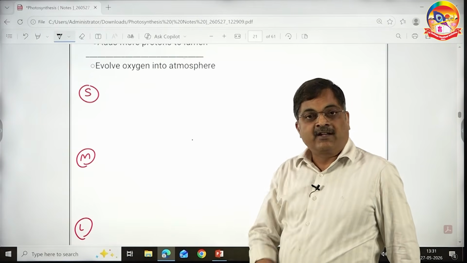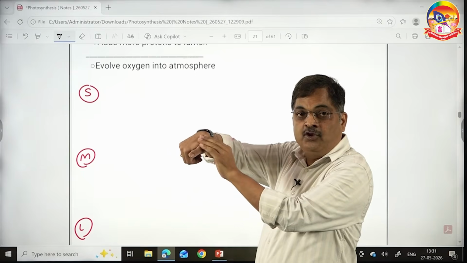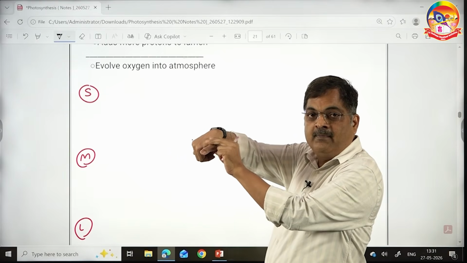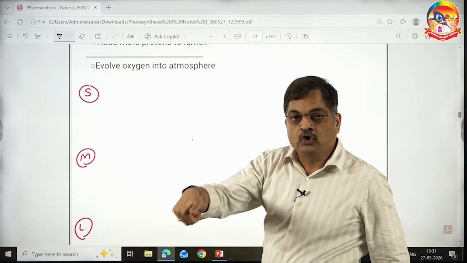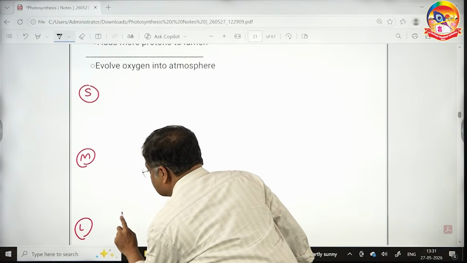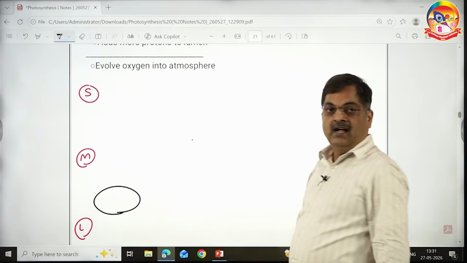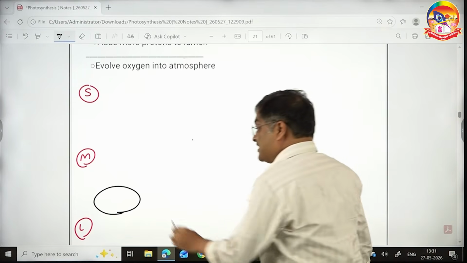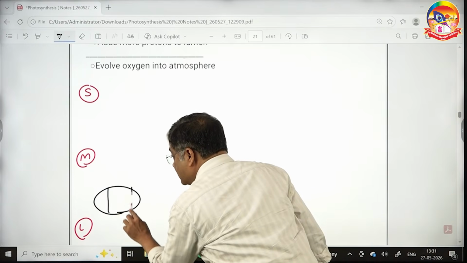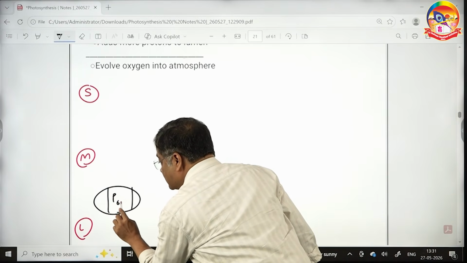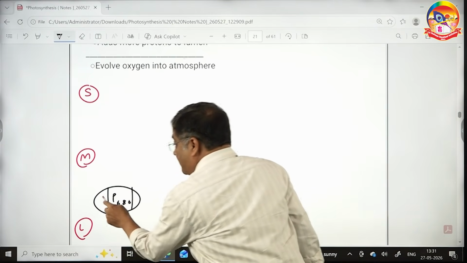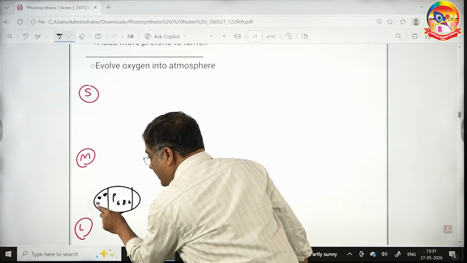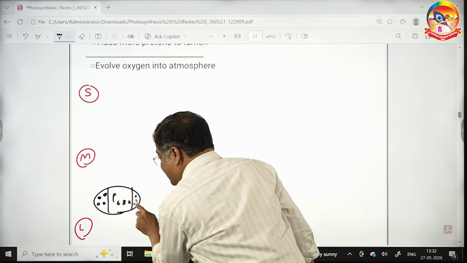Now, let us start with the thylakoid membrane. You know pretty well, on the thylakoid membrane you see the presence of pigments. Just now I told you, it contains photosystems. So therefore, this is a photosystem, and the reaction center is P680. Correct. And there are other pigments also. Yes, and they are accessory pigments.